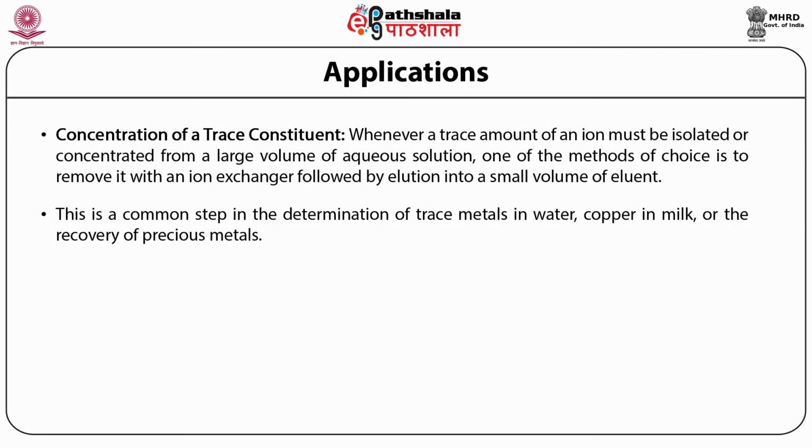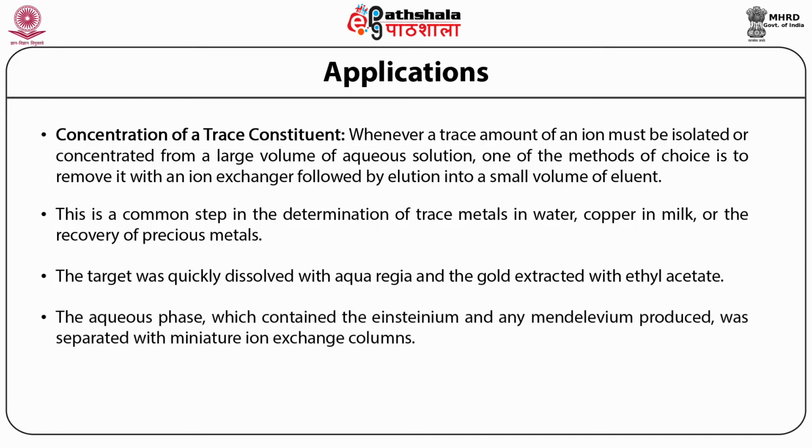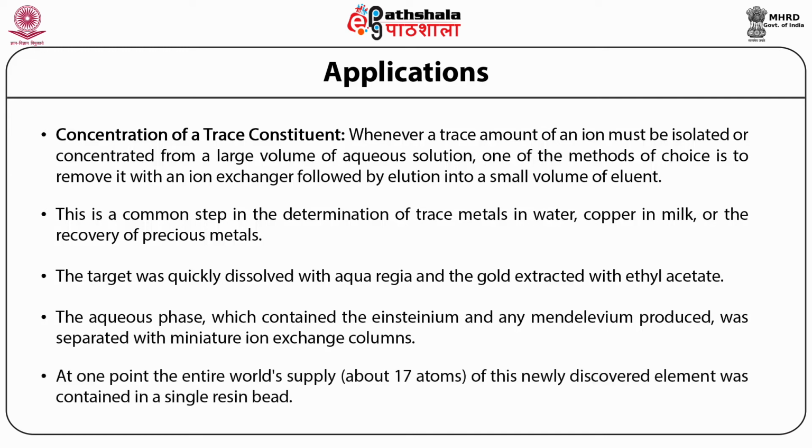10,000 atoms of Einsteinium on a gold foil were bombarded with high energy alpha particles. The target was quickly dissolved with aqua regia and the gold extracted with ethyl acetate. The aqueous phase, which contained the Einsteinium and any Mendelevium produced, was separated with miniature ion exchange columns. At one point, the entire world supply, about 17 atoms of this newly discovered element, was contained in a single resin bead.